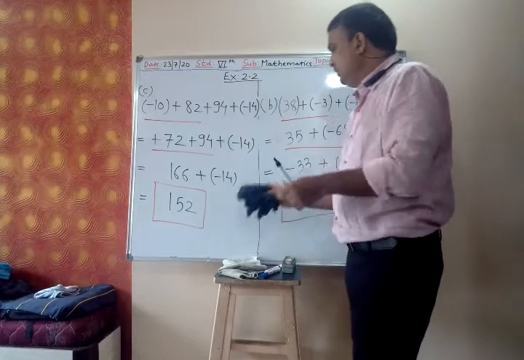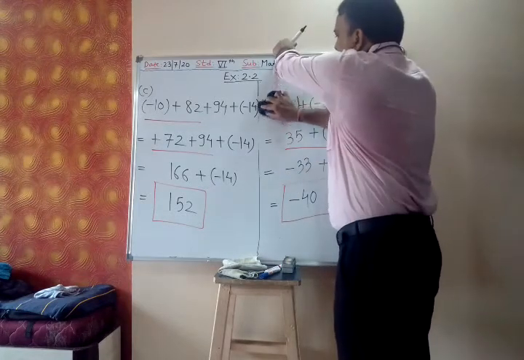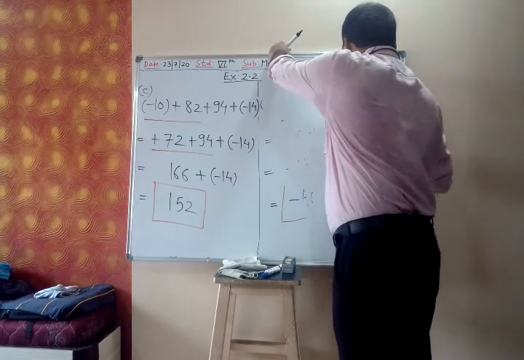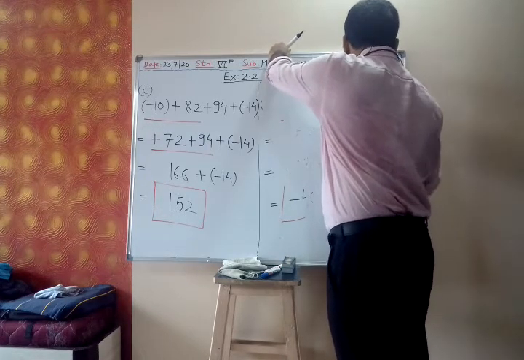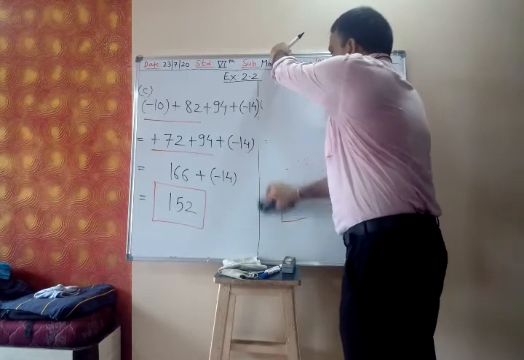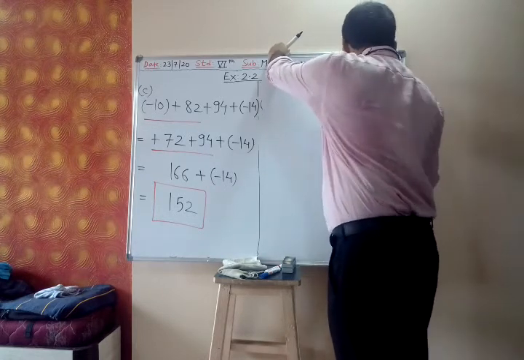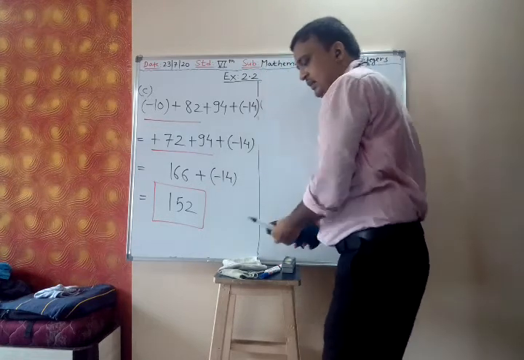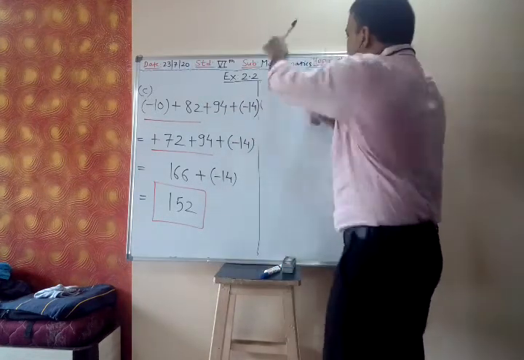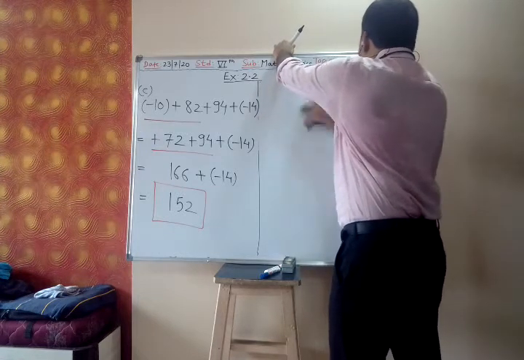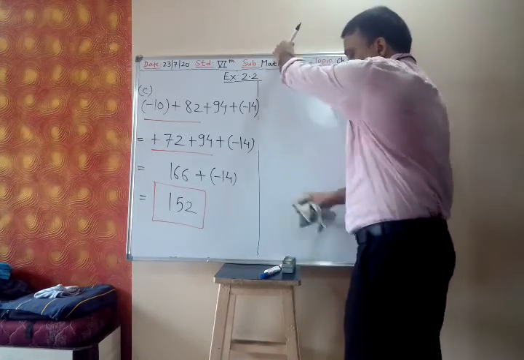Yes, it is plus 152. 166 minus 14, and I have taken the sign of 166, that is plus. So we write plus 152. You have to subtract the smaller number from the bigger number and take the sign of the bigger number. The bigger number is 166. What is its sign? Plus. So it will be plus 152.